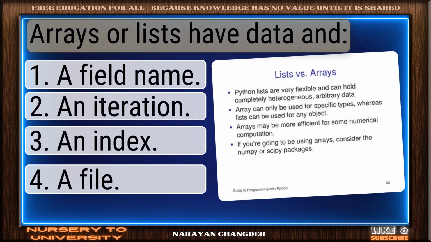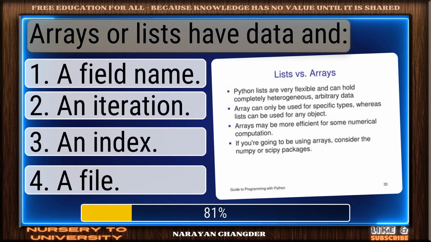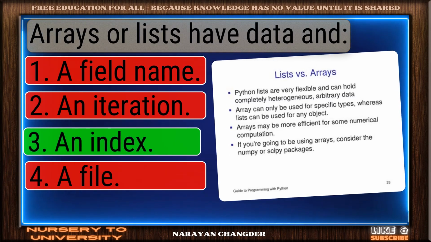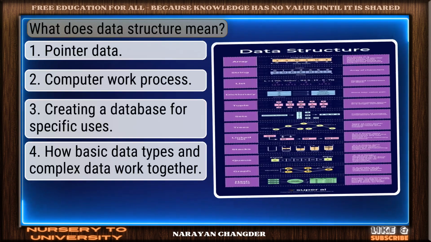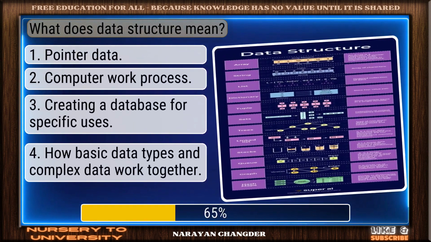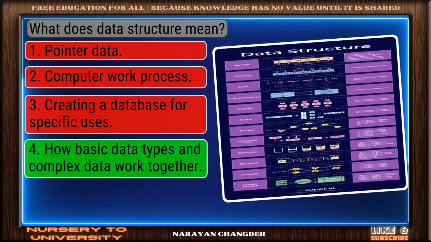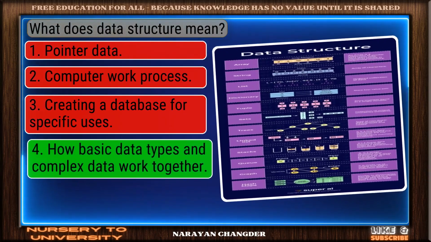Question number 35. Arrays or lists have data and. Clear logic. Your choice and index is sound and 100% true. Question number 36. What does data structure mean? Great job. How basic data types and complex data work together is the accurate answer.